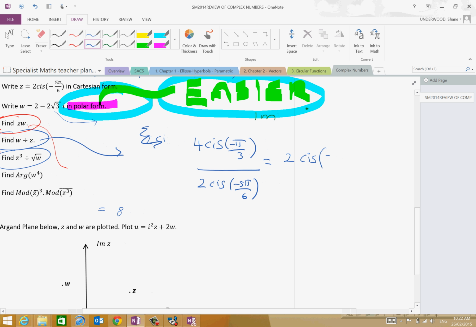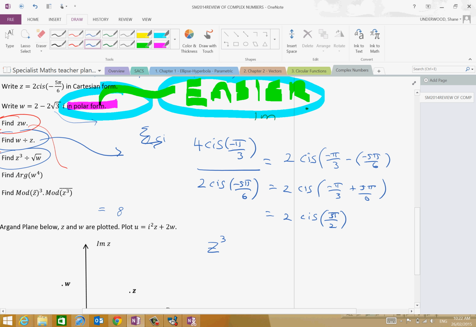So, subtracting the arguments, minus pi on 3 minus negative 5 pi on 6, is equal to 2 cis of minus pi on 3 plus 5 pi on 6, minus 2 pi on 6, which is equal to 3 pi on 6, which is 2 cis of 3 pi on... Is it pi on 2? Yes? Hands up. Luke, you got that? Yeah. Okay, good.